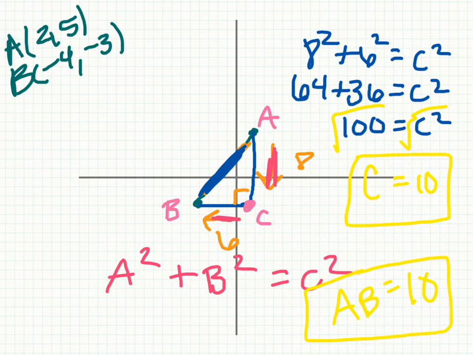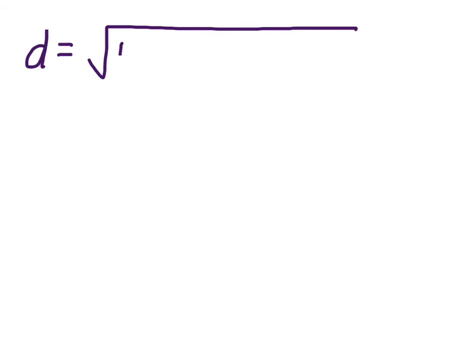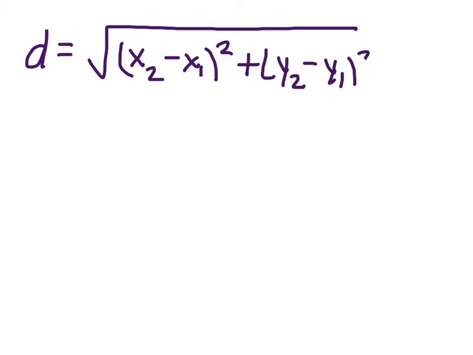You can use the Pythagorean theorem when you're trying to find the distance between 2 points, but sometimes it might not be very convenient to graph, like when you're dealing with really big numbers that don't necessarily fit on a coordinate plane. You can use the distance formula, which is d is equal to the square root of (x2 minus x1) squared plus (y2 minus y1) squared.